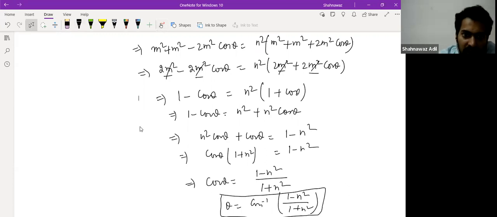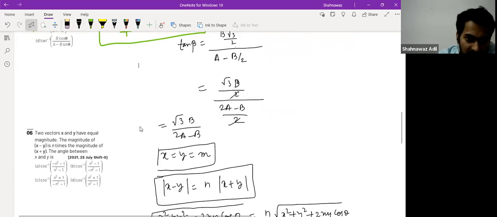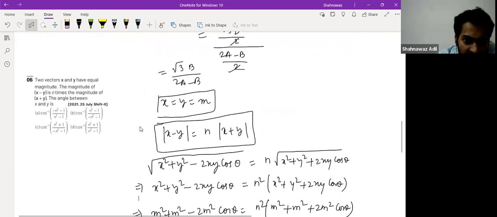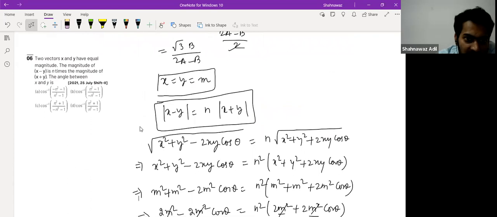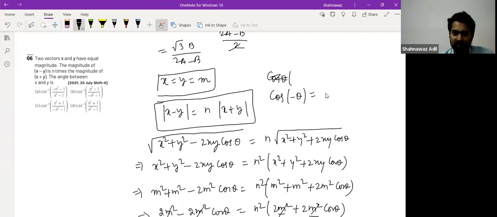Heather, did you understand? Yes, sir. Yeah, I can't see. So minus of cos theta is also 1 minus n square. So if we take minus from this part, okay, so this is your cos of minus theta. Cos of minus theta is what? Cos theta, right? Okay.